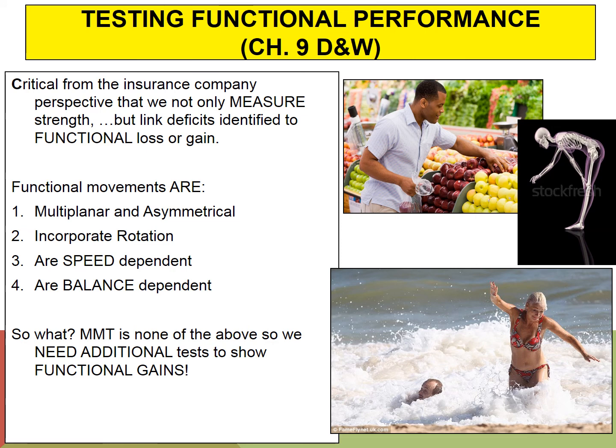And that is because functional movements are quite different than a manual muscle test. They are multiplanar. They have rotation. They're asymmetrical. We move at different speeds throughout a task. They often always require balance. And so someone can improve in their manual muscle test score for shoulder flexion, but may not still be able to reach into their cupboards up above their sink. And so we do always have to tie it into function.